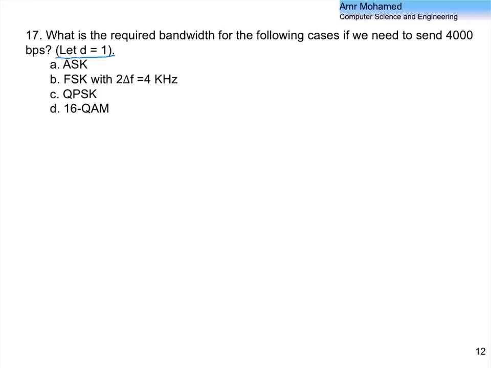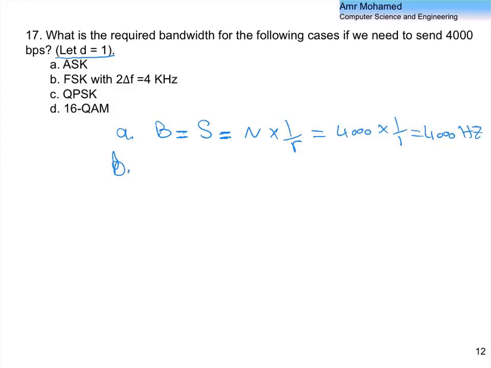So we know that the bandwidth, for ASK, is equal to the signal rate, assuming that for ASK D is 0. So that is N times 1 over R, which is 4000 bits per second times 1 over 1, which is 4000 hertz.